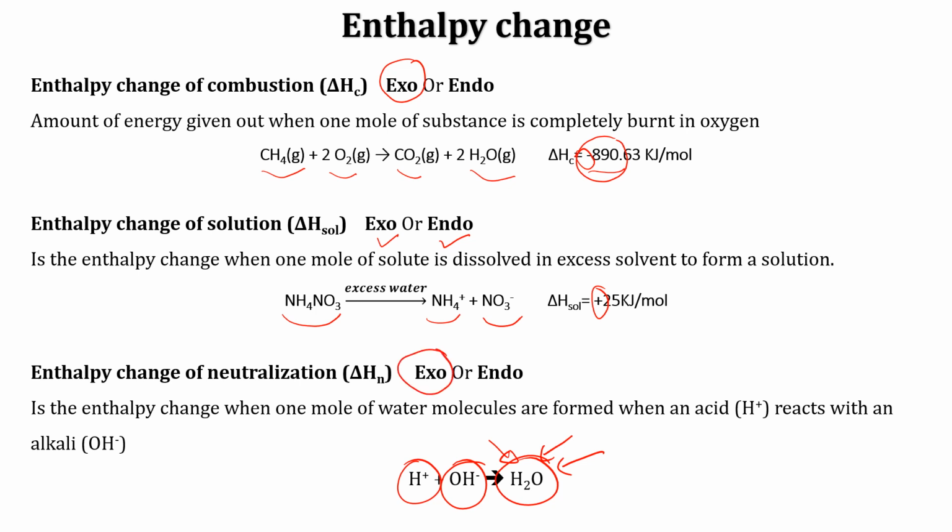To summarize what we have covered here: combustion is always exothermic, always accompanied by negative delta H. Enthalpy change of solution could be exothermic or endothermic, so we could have positive or negative delta H. Neutralization is always exothermic, accompanied by the formation of water from the reaction between H positive and OH negative.